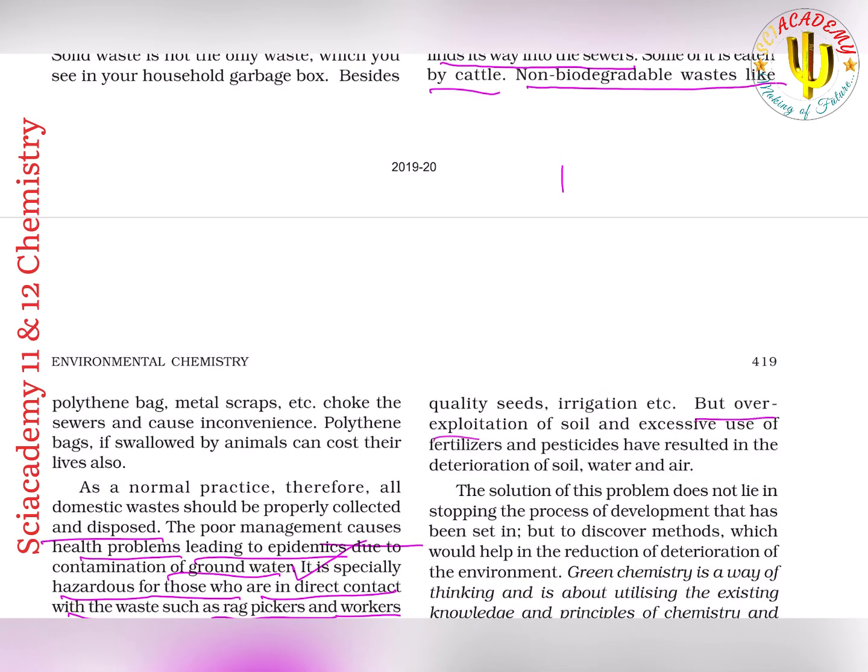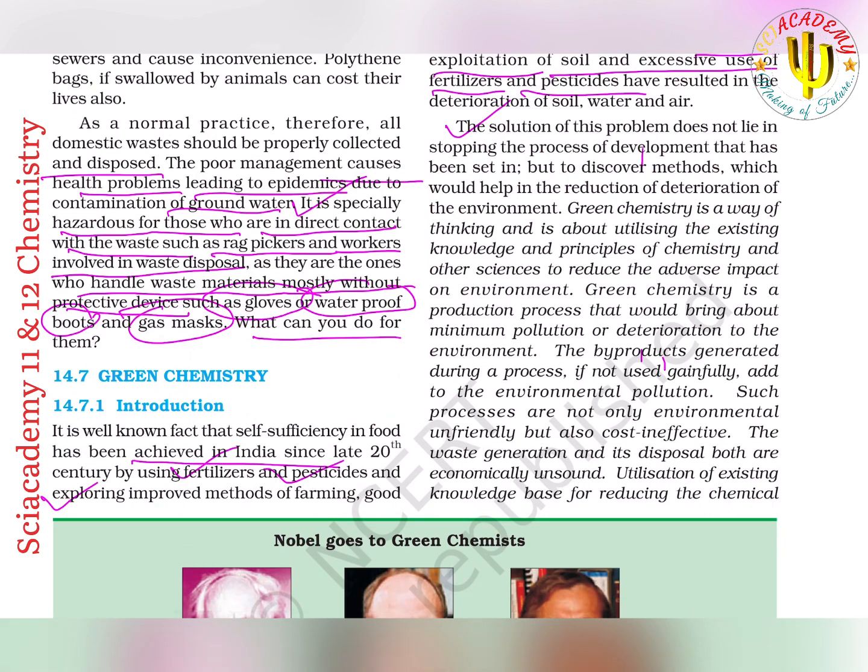But overexploitation of soil and excessive use of fertilizers and pesticides have resulted in the deterioration of soil, water, and air. The solution of this problem does not lie in stopping the process of development that has been set up, but to discover methods which would help in the reduction of deterioration of the environment. Green chemistry is a way of thinking and is about utilizing the existing knowledge and principles of chemistry and other sciences to reduce the adverse impact on environment.